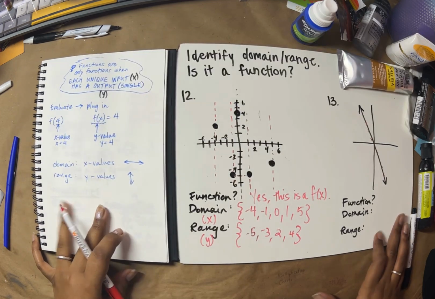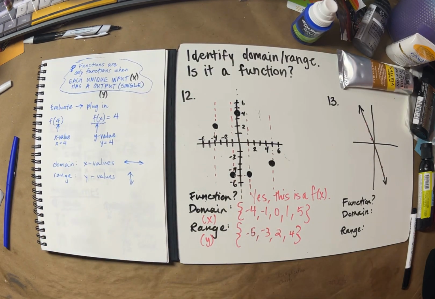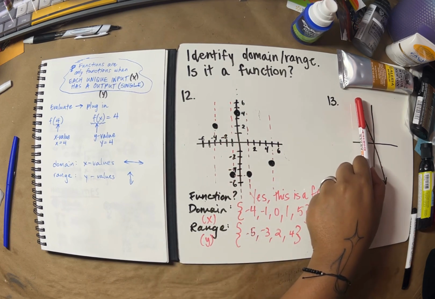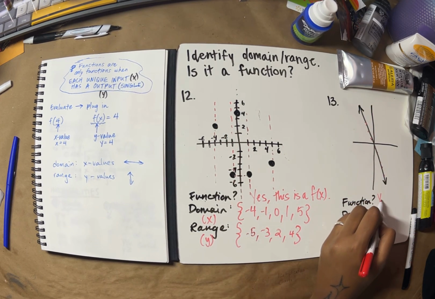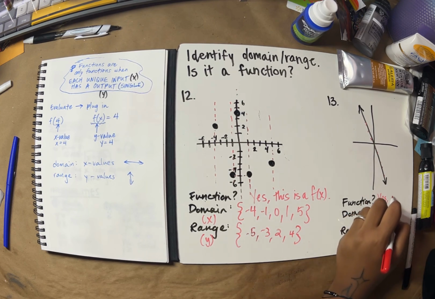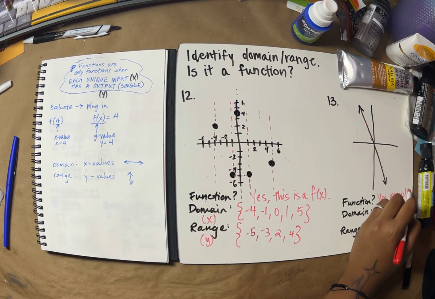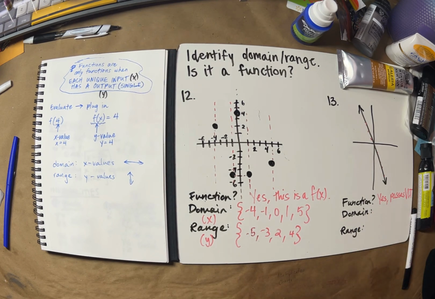If we look at my line over here, I ask you, does it pass my vertical line test? Does it only hit one point at a time? Yes, it does. Yes, passes. VLT. Makes you a little hungry, doesn't it? Yeah. Anyway, domain, x values.